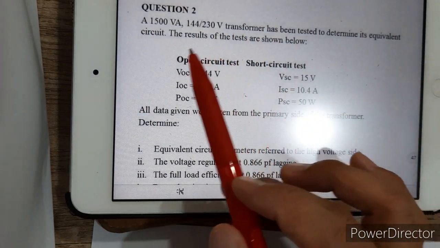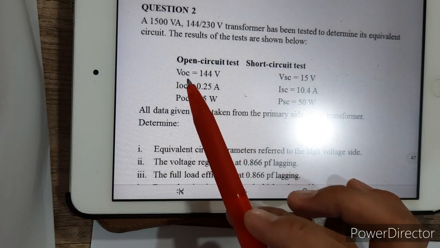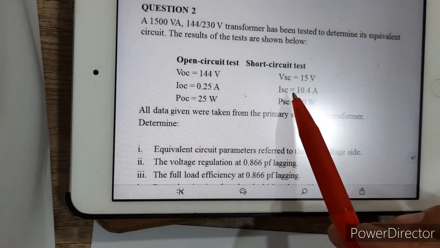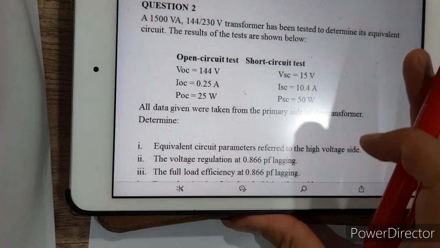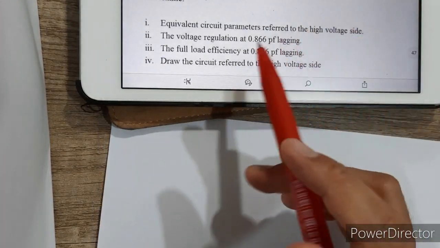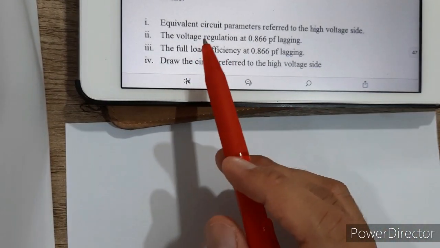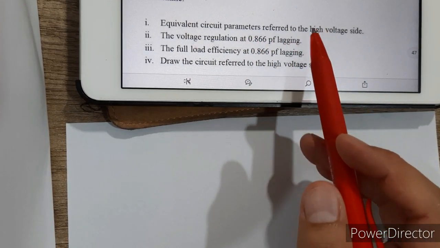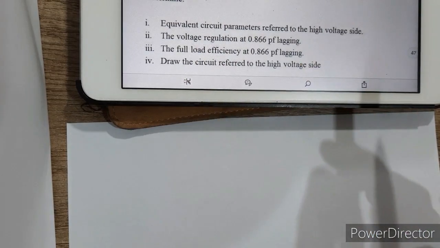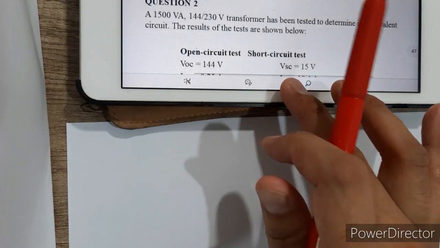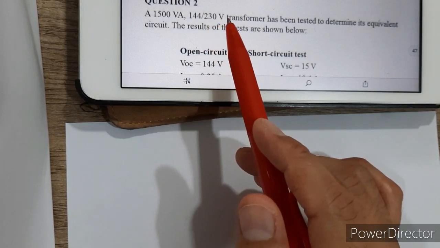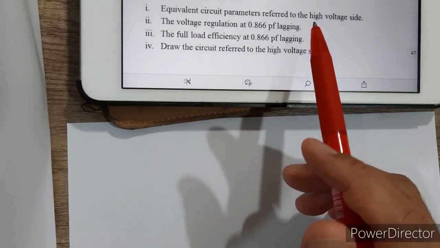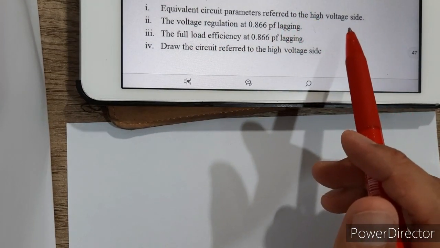And then this is the data for the open circuit test: V open circuit, I open circuit, P open circuit. And this is the data for the short circuit test: V short circuit, I short circuit, and P short circuit. For the first question, determine the equivalent circuit parameters referred to the high voltage side. We know that the high voltage side is the secondary, because when we compare the voltage levels here, the higher voltage is on the secondary side. So the question asks for the parameters referred to the secondary.